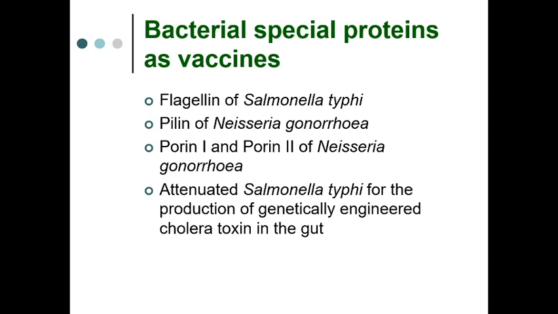Now here is a dual advantage. On giving attenuated Salmonella typhi carrying genetically engineered cholera toxin to a person, the person will produce immunity against Salmonella as well as against the cholera toxin. It's a dual advantage.